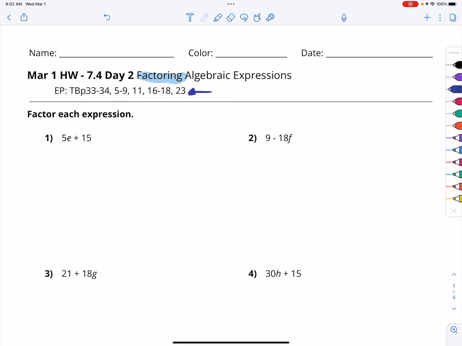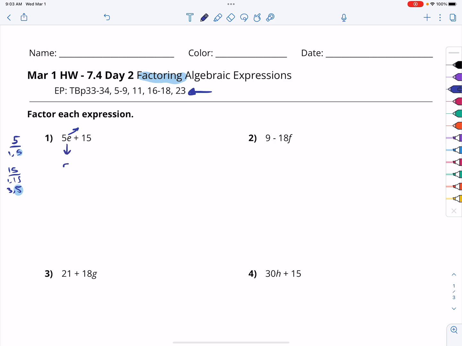So I'm thinking here, we have 5 and we have 15. I know the factors of 5 are 1 and 5, and I know the factors of 15 are 1 and 15, and 3 and 5. So it looks like the greatest common factor that I can pull out is 5. And so now I'm thinking to myself, what something times 5 equals 5e? Or how did I get from something times something to 5e?